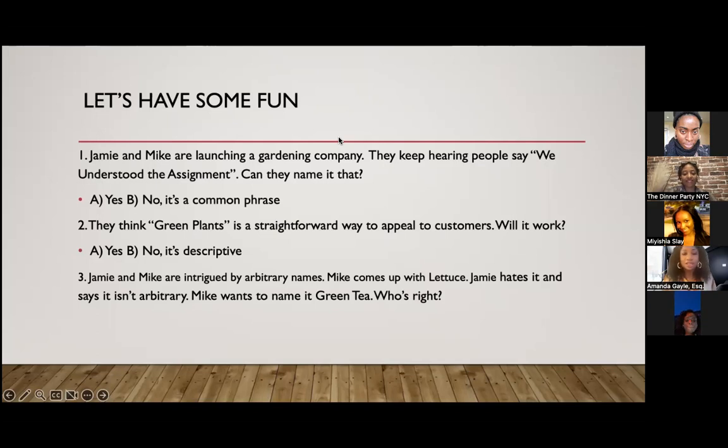Tess, yes, lettuce is too generic. Okay, so lettuce is actually not generic. I know they are a gardening company, right? But lettuce is something that they grow, but it really is suggestive, right? It's suggestive, it's arbitrary, because you don't necessarily think that you would apply lettuce, which is a vegetable, to a gardening company, right? So that's actually a good name. Green tea is better. Green tea is definitely better, but they're both right, actually. Those are good names.